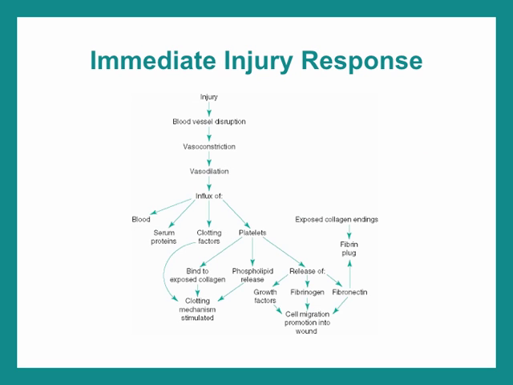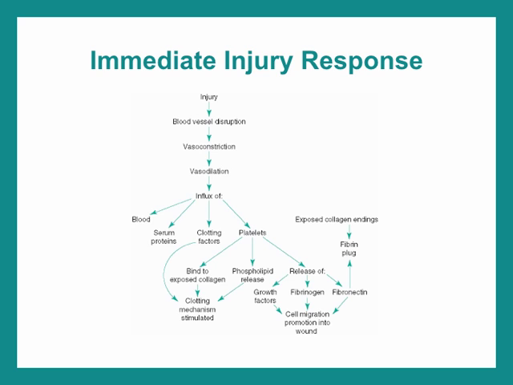When an injury occurs, the immediate response typically is some disruption of the blood vessels. There's an immediate vasoconstriction to reduce the amount of blood loss, and after that, maybe 10 minutes, we start to have vasodilation because we need chemicals and cells brought in that help with the response to the injury. So we'll have blood come in, serum proteins, clotting factors, and platelets. And as you can see, it starts a whole cascade of activity.